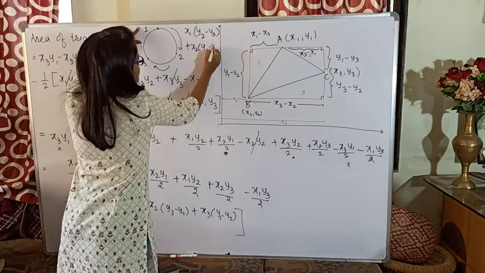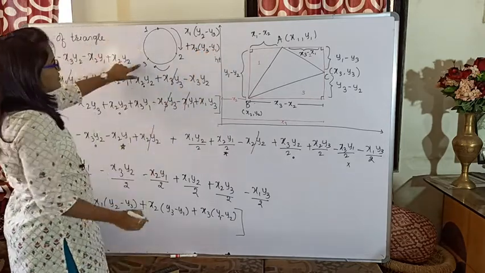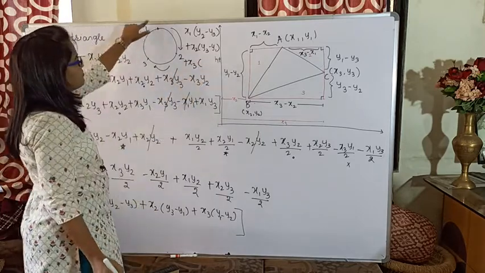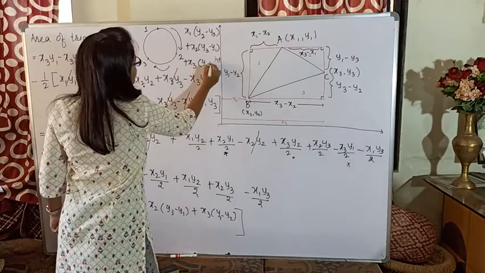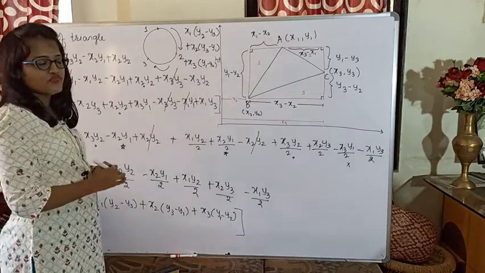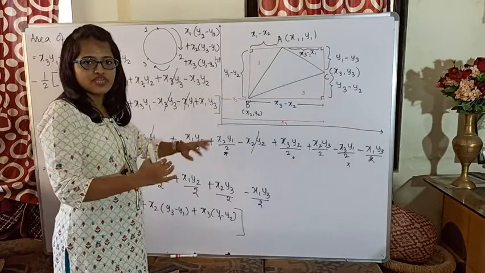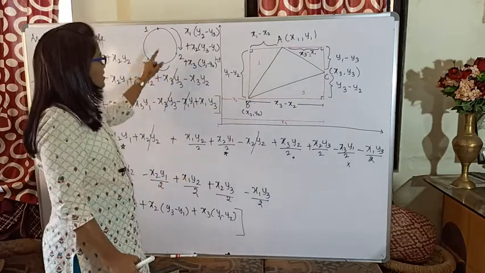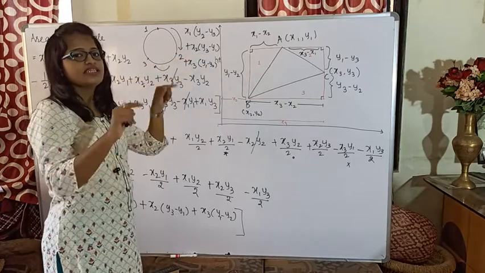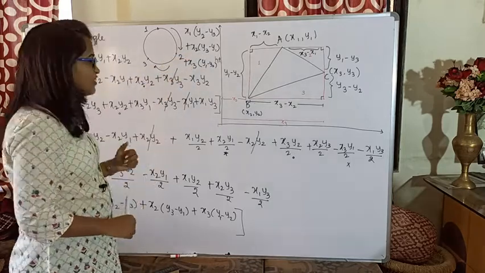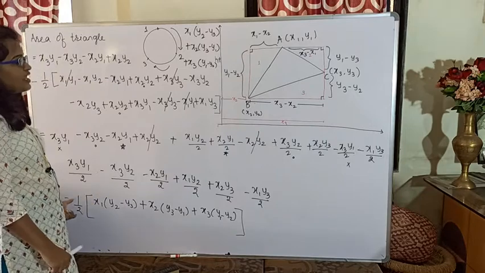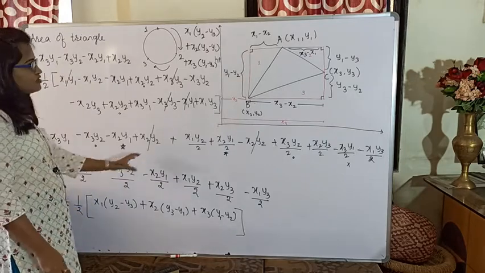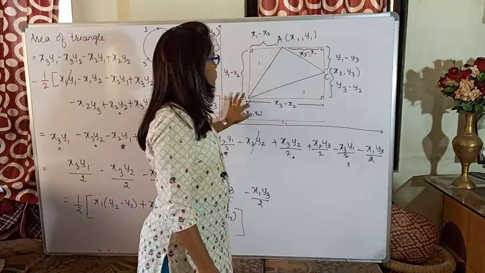And the last one, if I am considering x3, which two coordinates I will be considering? y1 minus y2. So if you remember like this, you will not get confused whether we have to take y1 minus y2 or y2 minus y1. You have to follow the clockwise pattern, that is 1, 2, 3. The first one are the x coordinates, and in the bracket you have to subtract the y coordinates. So this is the formula for area of the triangle, provided you know the coordinates of its vertices.